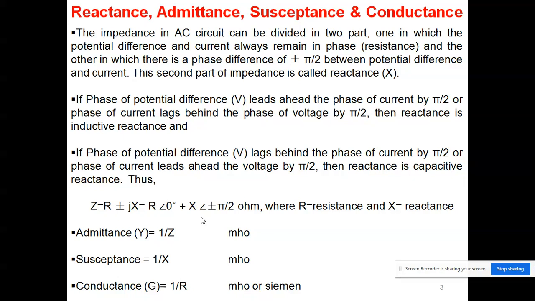Then admittance is 1 upon impedance, and its unit you can write as ohm inverse or mho. Susceptance is 1 upon reactance, and its unit again is ohm inverse or mho. And conductance is 1 upon resistance, and its unit is mho, or you can say Siemens, which is also the unit of conductivity. You have seen this in semiconductor physics also.